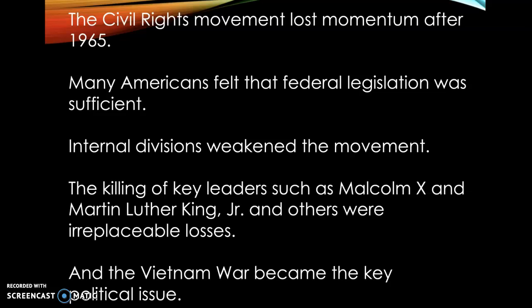And the Vietnam War becomes the key political issue of the 60s, replacing civil rights. But the civil rights movement's impact on American politics, American society, and the American people were profound and key to understanding this period of American history.